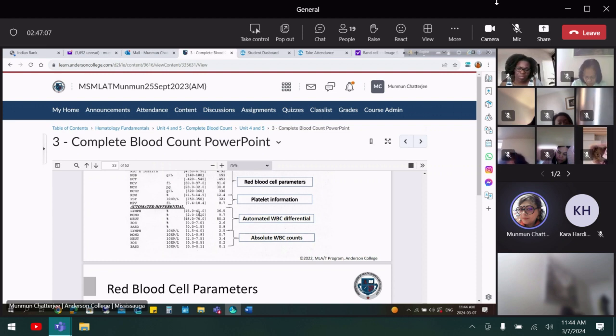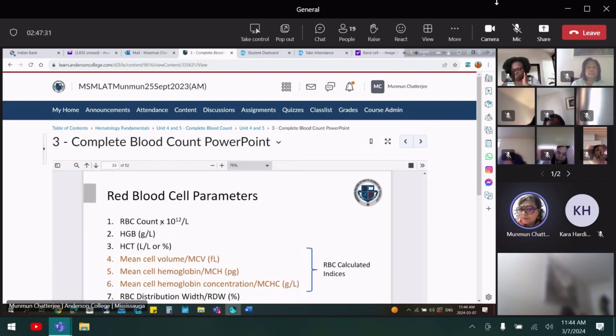Lymphocytes 20 to 41, average normal. This is called the reference range, and this is the expected value. Monocytes, everything is like that. This is the percentage present, and this is the count, how many cells per liter are there.